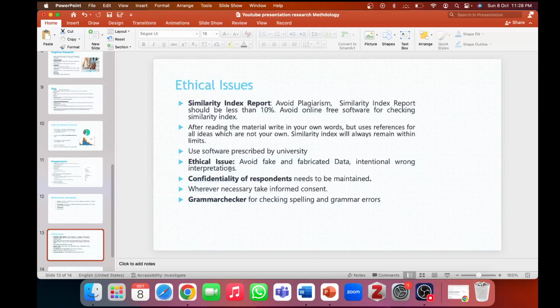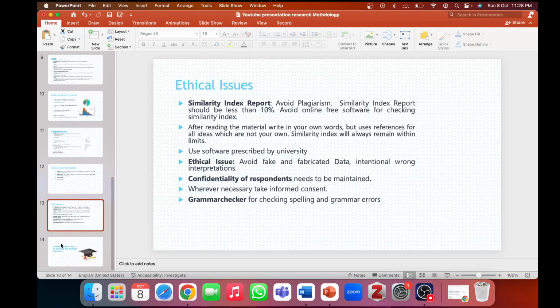Then various ethical issues are involved. You should avoid fake and fabricated data, intentional wrong interpretations, confidentiality of respondents needs to be maintained. Wherever necessary, take informed consent, and grammar check has to be there. It is not an ethical issue, but your manuscript or thesis or dissertation, it has to be in presentable form. It should be free of spelling errors or grammatical errors.